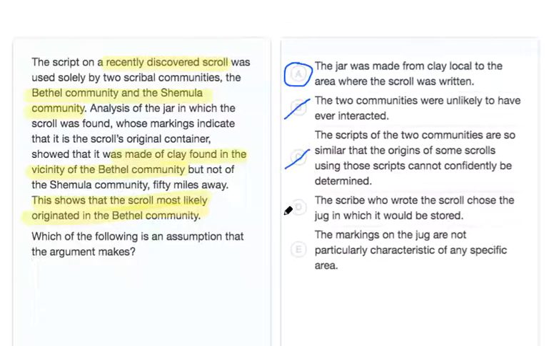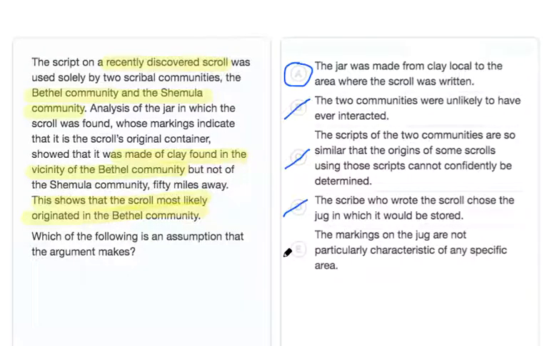Moving on to choice D. Like choice B, this answer may be tempting too, because it directly links the maker of the scroll with the jug or jar, but this is more of a supporting detail than an assumption. This choice still does not explain where the clay for the jug came from, so choice D is incorrect.